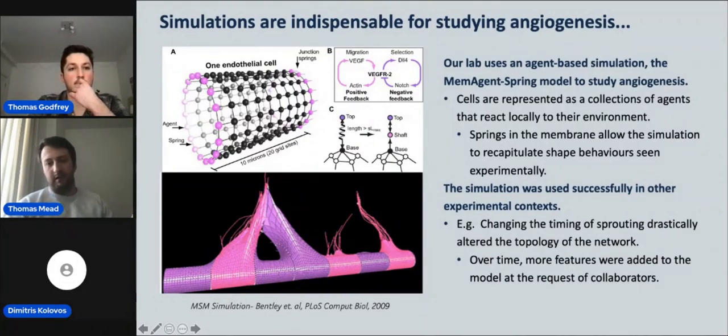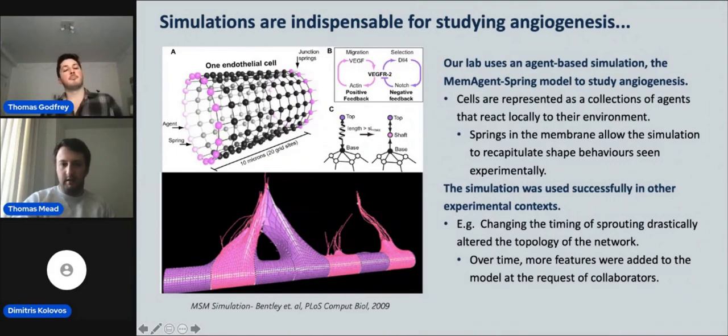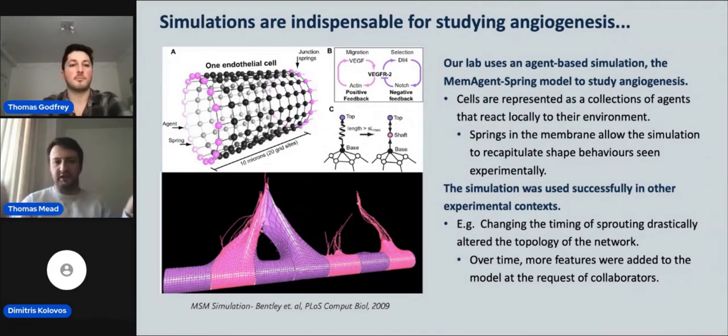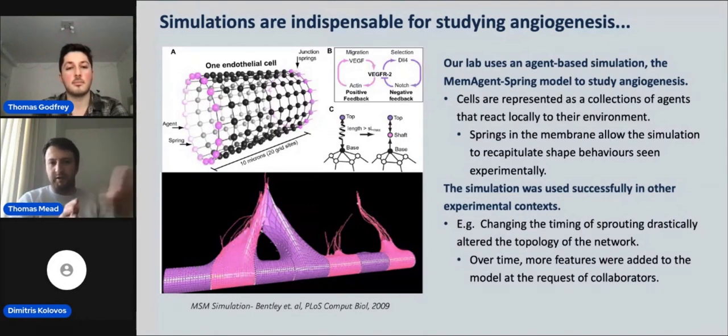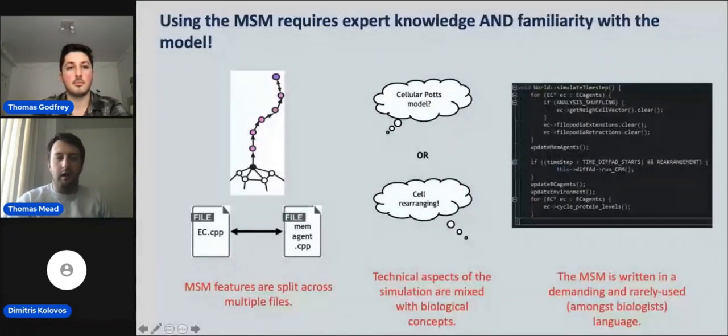Over time, the simulation has been used in a wide variety of different contexts. One such study was when you change the timing of the selection of a cell to essentially initiate a new blood vessel, this changes the entire topology of a network. And over time, more and more features have been added to this model at the request of collaborators to apply it to more and more contexts.